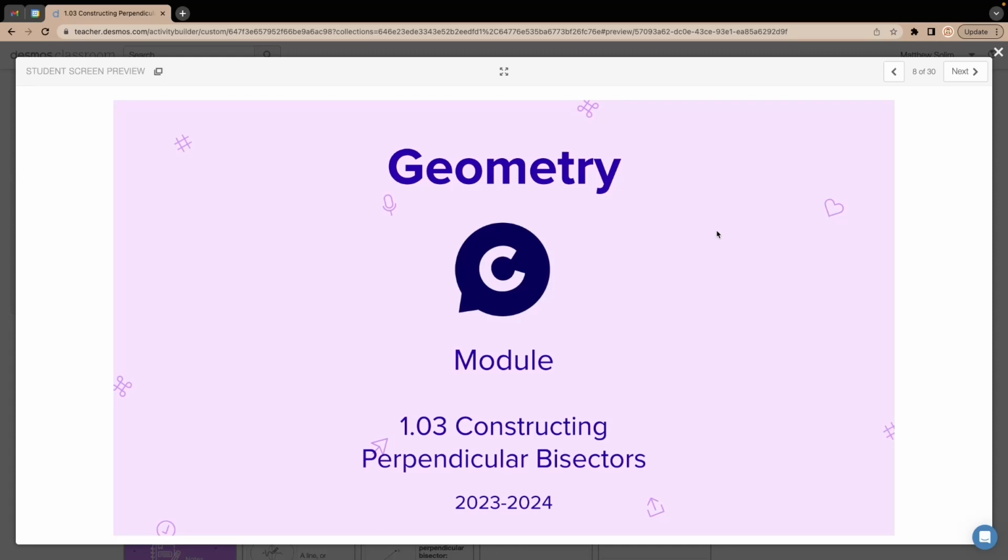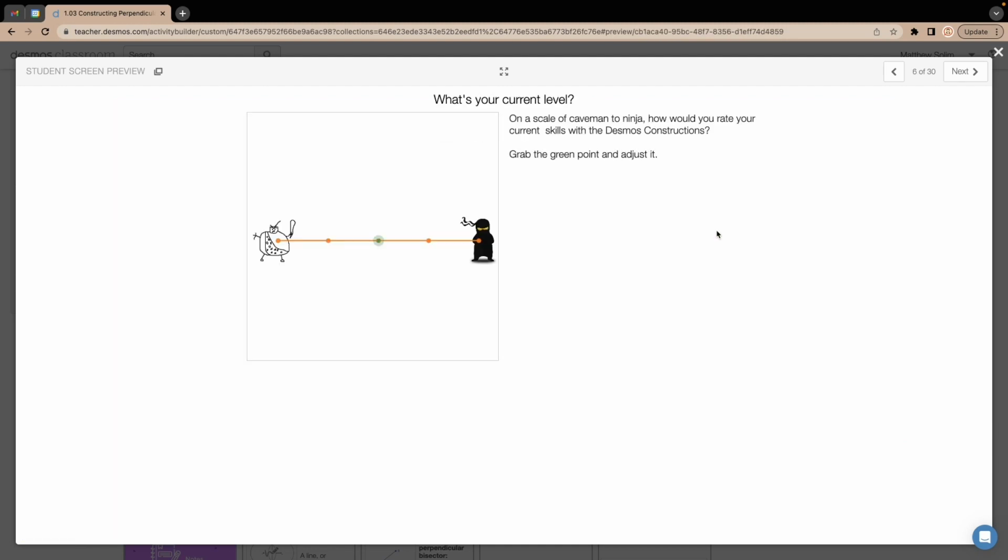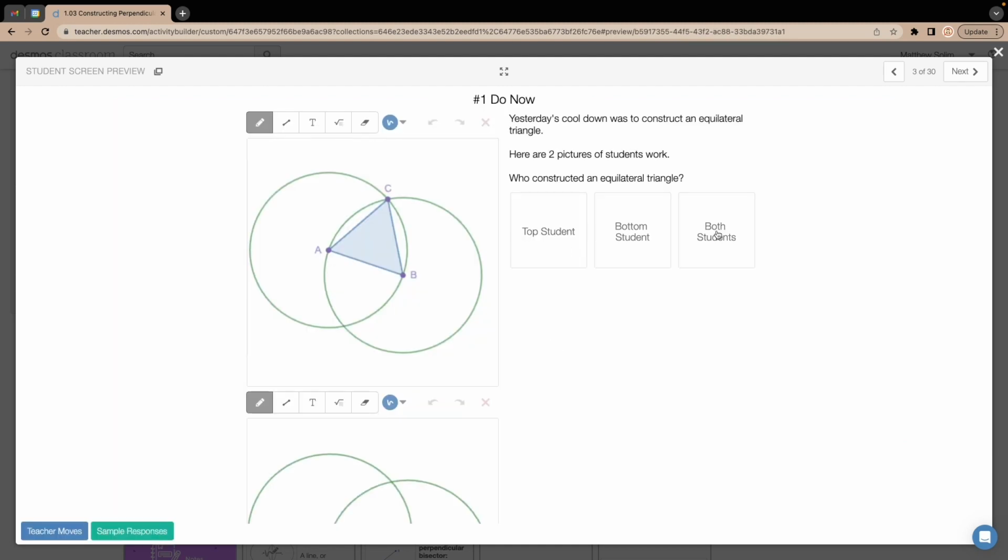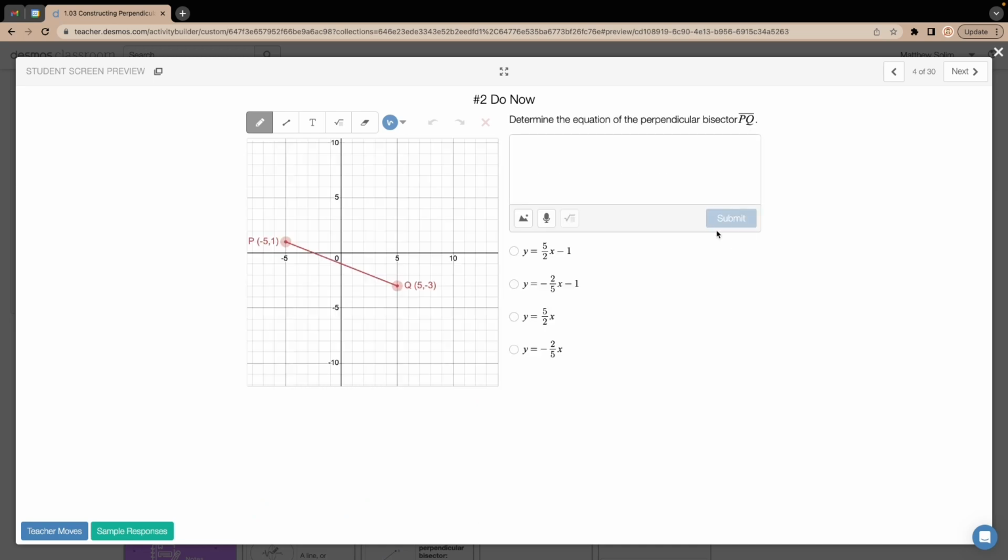Today in class, we talked about perpendicular bisectors and how to construct them. We talked about perpendicular bisectors in Unit 0, and what we learned in Unit 0 was that to make a perpendicular bisector, we got to hit the midpoint, and the line has to be perpendicular to the other line.